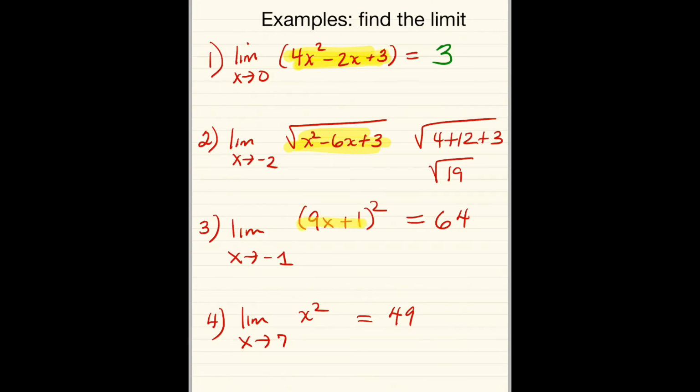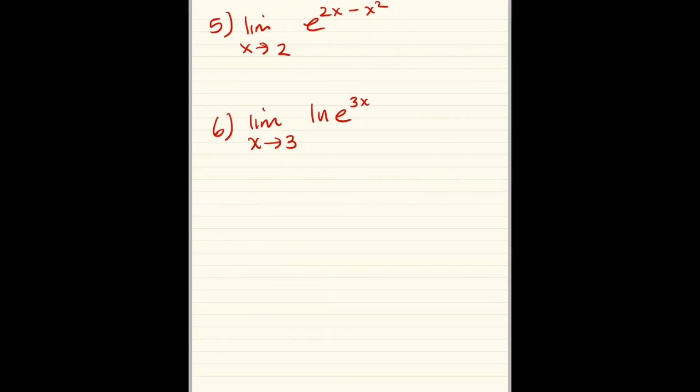You guys can pause the video and try them yourself. Now, these two are parabolas, and we're just going to plug in. I have a few more, okay? 2 more, actually. Let's try this. What is the limit as x approaches 2 of this function here? Well, that's e to the 4 minus 4, which is e to the 0. That's just 1.